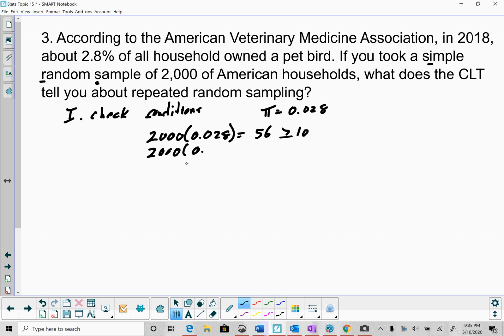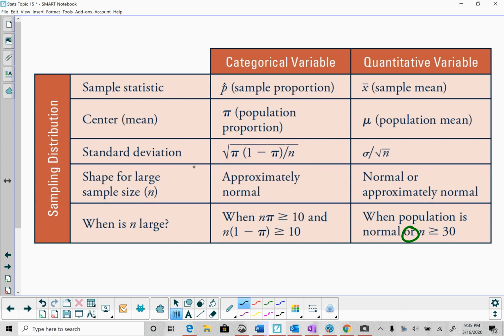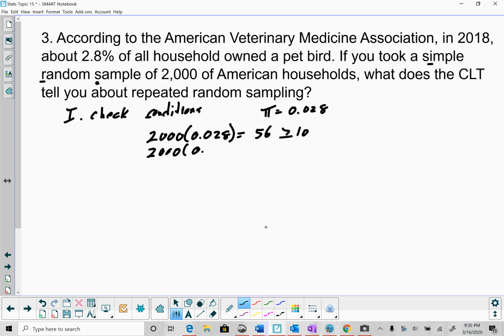Trying to be complete with this, we also have to check the complement of that. Do you remember that? n times 1 minus pi. Well, in this case, again, the complement for that should be 1,944, which is bigger than 10. That's a bigger number. We should be fine here. We can apply our central limit theorem.